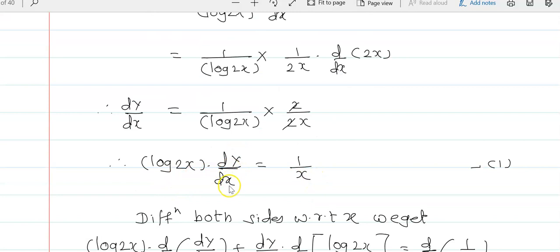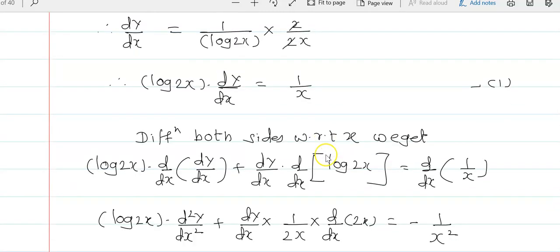Log of 2x into dy by dx is equal to 1 upon x. Now differentiate again with respect to x. Apply the product rule. Derivative of 1 upon x is minus 1 upon x square. Now this is the value which is required. That is 1 upon x, log of 2x into dy by dx. Log of 2x into d/dx of dy by dx plus dy by dx into d/dx of log of 2x is equal to d/dx of 1 upon x.